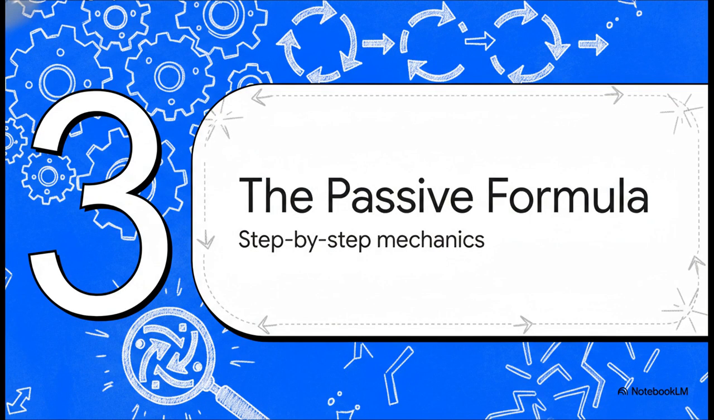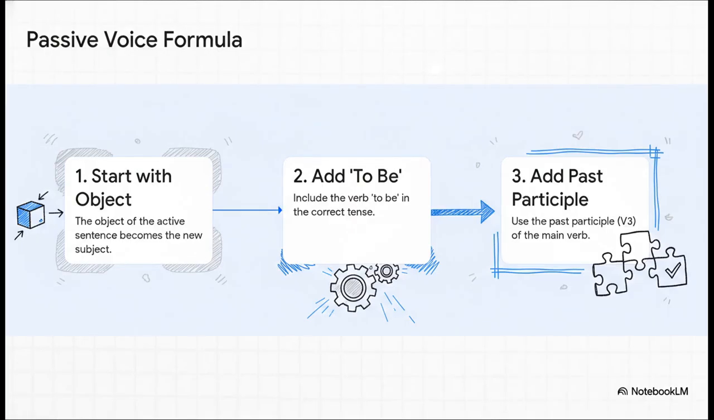Okay, so you get the why, now let's talk about the how. This part can seem a little intimidating with all the grammar terms, but I promise it's actually just a simple, repeatable formula. And once you see the pattern, you really can't unsee it. It's a simple three-step recipe. Step 1, you take the object from the active sentence and you make it your new subject.